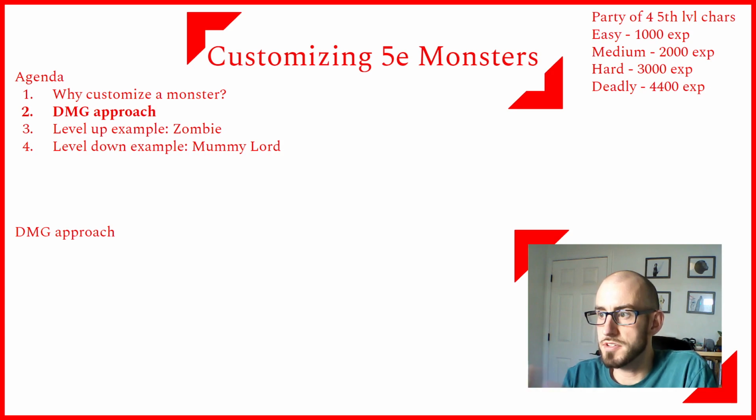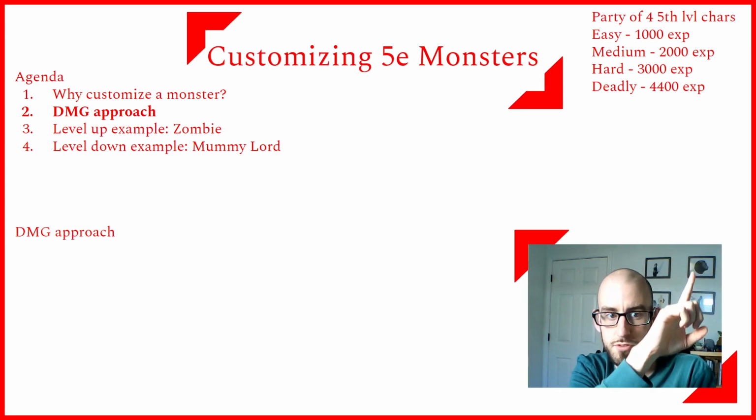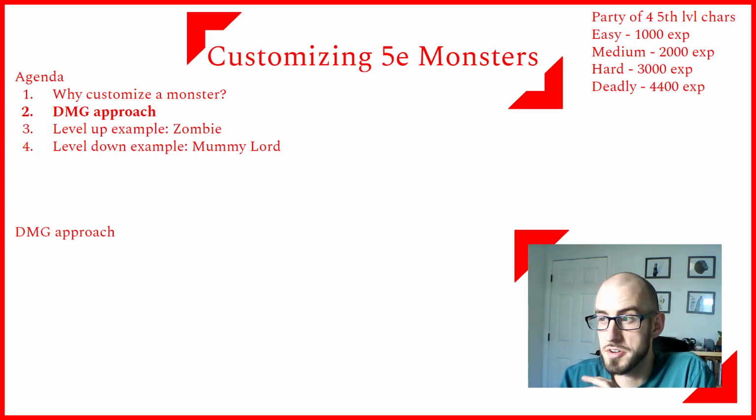Now, for reference on that encounter table, the way I'm going to be doing our examples today, we're going to be balancing around a party of 4 5th level characters. So an easy encounter is 1,000 experience to 2,000, a medium is 2,000 to 3,000, a hard is 3,000 to 4,400, and a deadly encounter is 4,400 and above. The ones I'm going to be creating, I'm going to be aiming for that hard encounter.